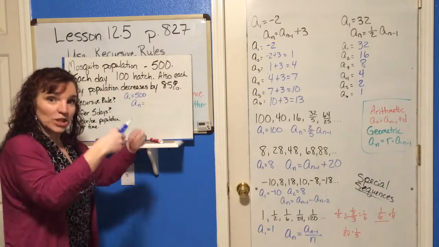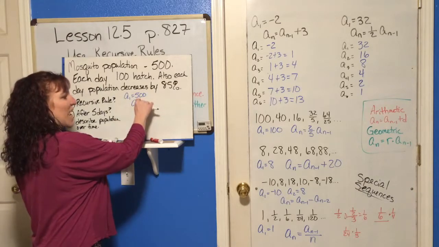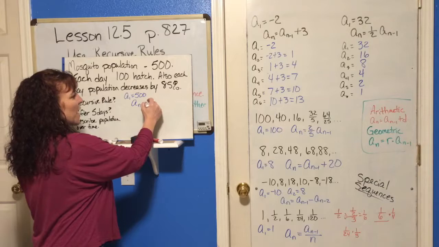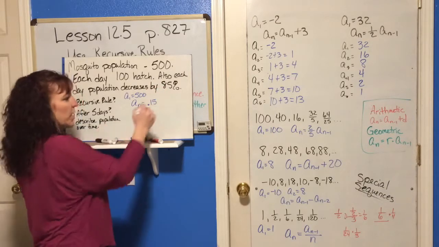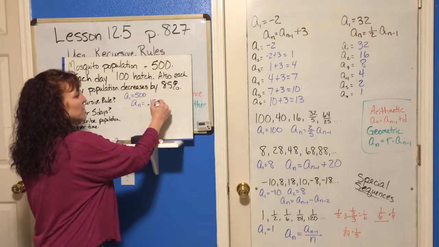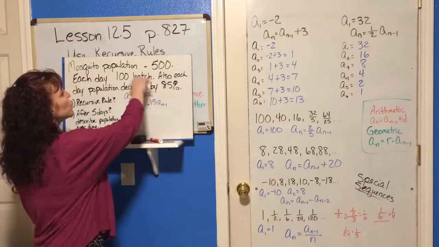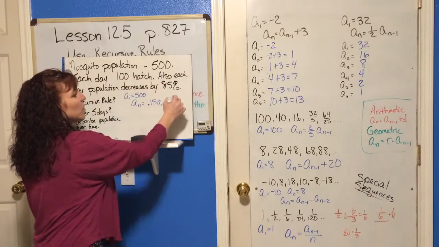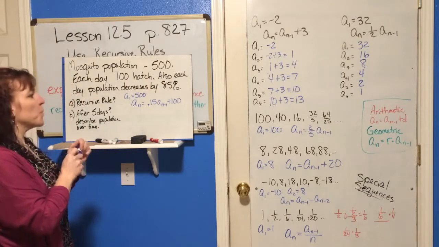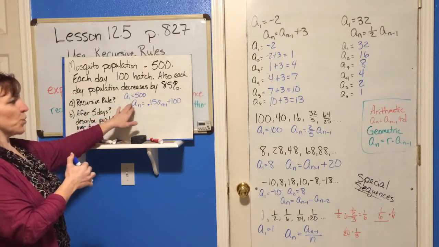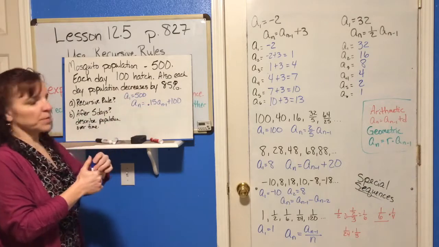So 15% are left. So what you're going to do is take the previous day times 0.15. All right, so 0.15 times the previous one, and then you're also going to add 100 to that. All right, so now that's your recursive rule: 0.15 times the previous plus 100.